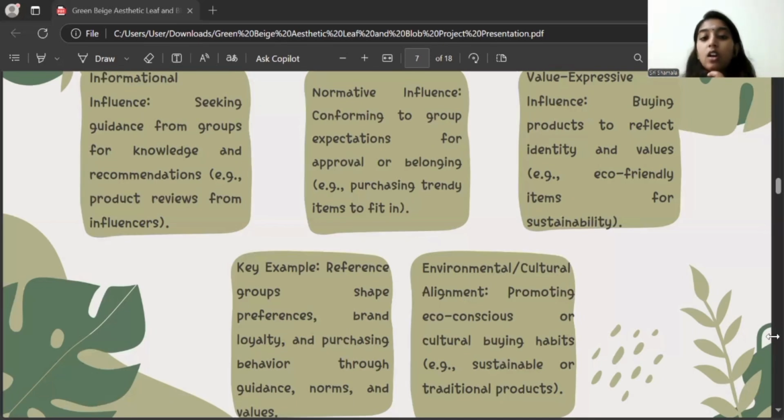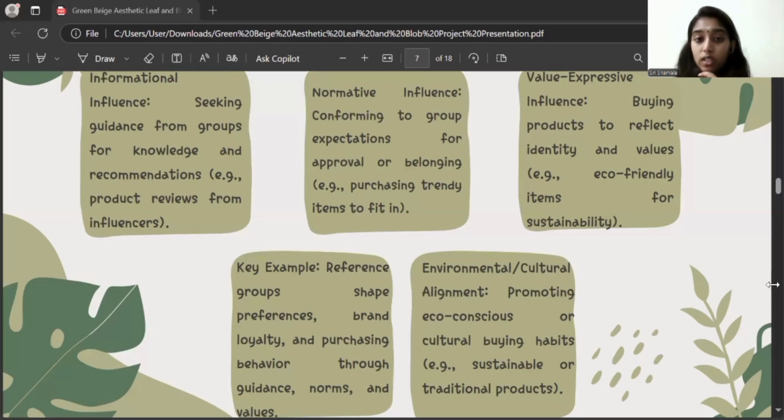The next one is normative influence. This involves conforming to a group's expectations to gain acceptance or avoid rejection. For example, someone might purchase trendy sneakers to fit in with their friends, or a luxury watch to align with a higher social class. So social class plays an important role in normative influence, where income determines whether individuals can meet the group standards or not.